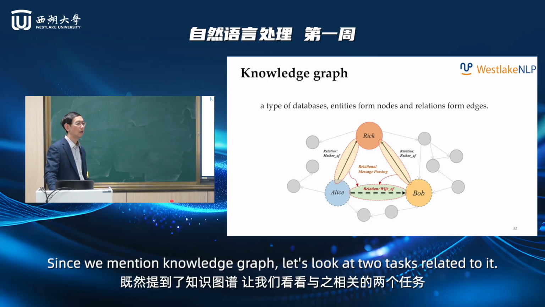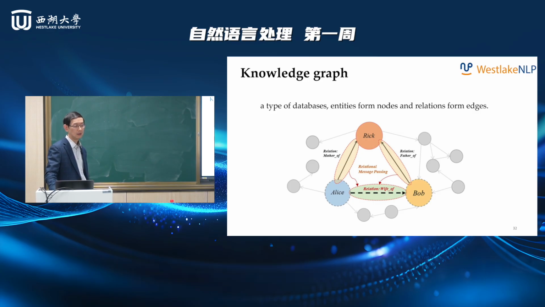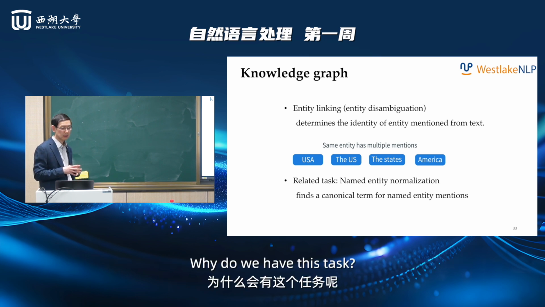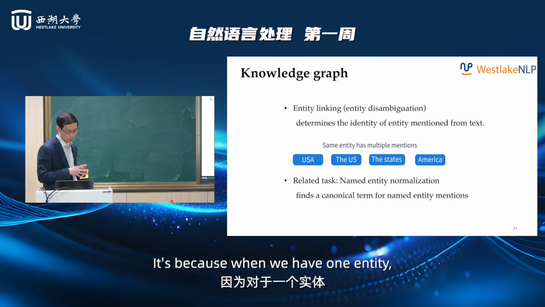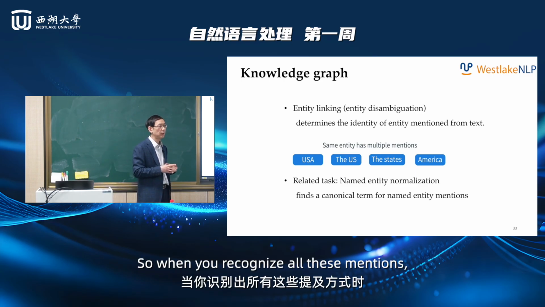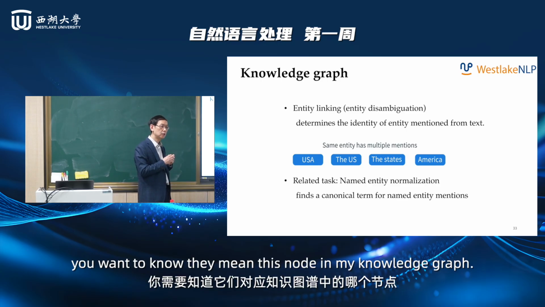Since we mentioned knowledge graph, let's look at 2 tasks related to it. So the first task is called entity linking or entity disambiguation. Why do we have this task? It's because when we have one entity, there can be different ways to mention it, right? So when you recognize all these mentions, you want to know, okay, they mean this node in my knowledge graph.